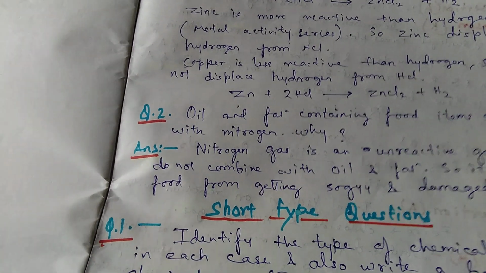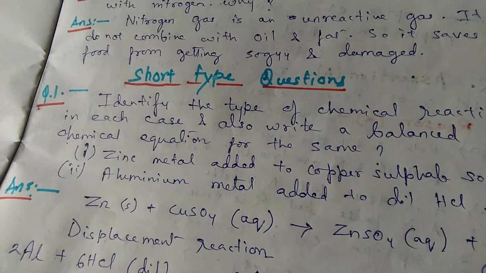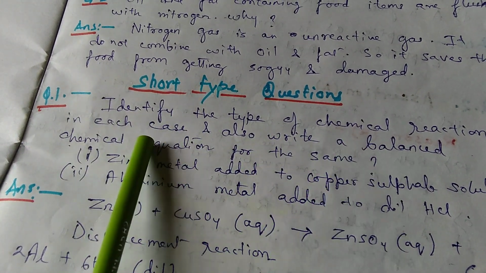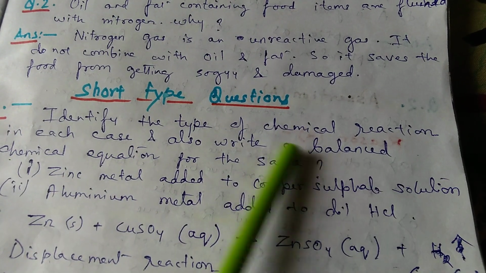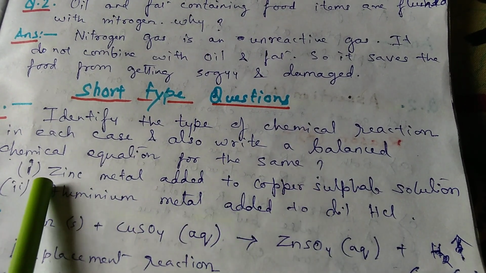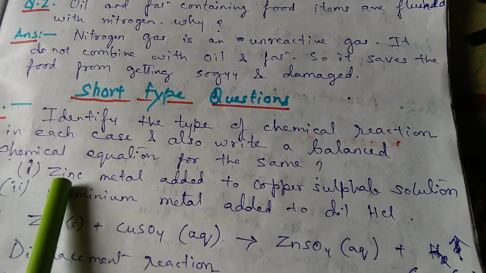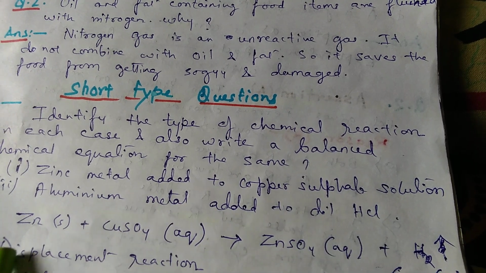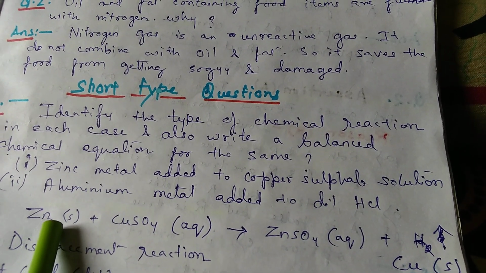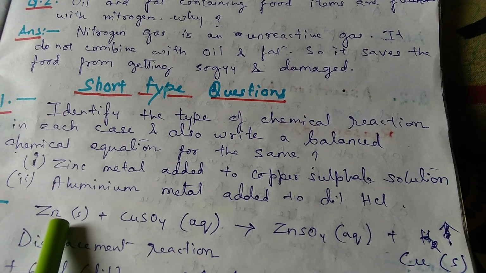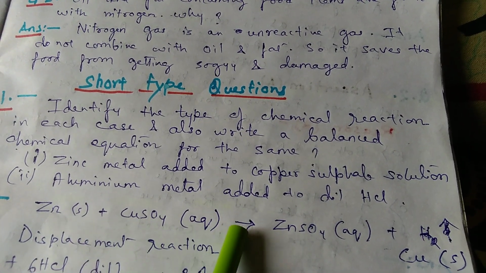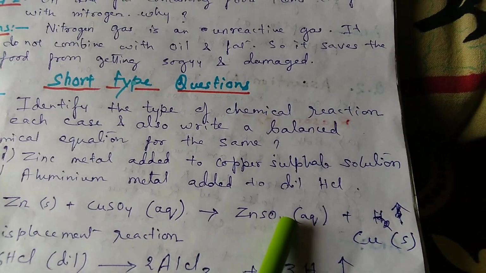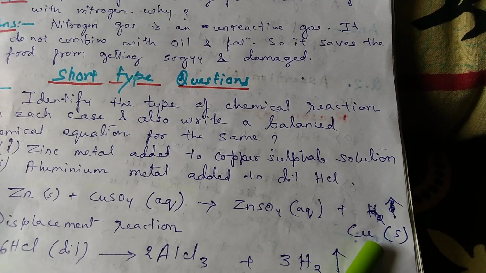Okay, the next type of question is the short type of question. Question 1 here: identify the type of chemical reaction in each case and also write a balanced chemical equation for the same. The first reaction here is zinc metal added to copper sulfate solution. Okay, so you have to write a balanced chemical equation. Zinc metal, Zn solid, plus copper sulfate aqueous solution reacts to form zinc sulfate, ZnSO4 aqueous, and copper solid.